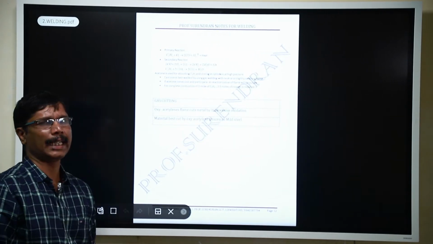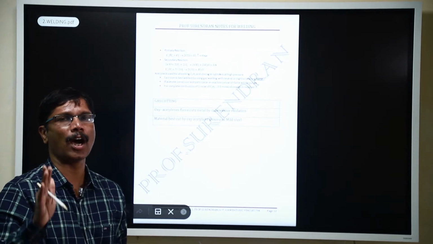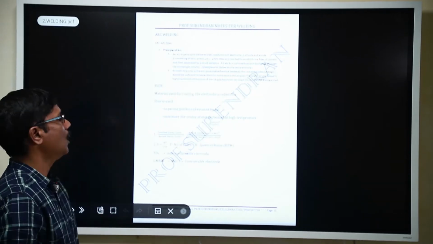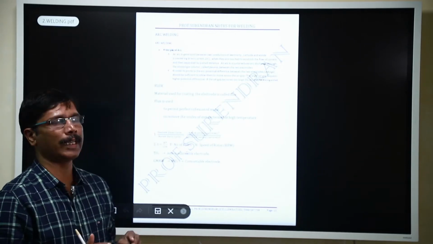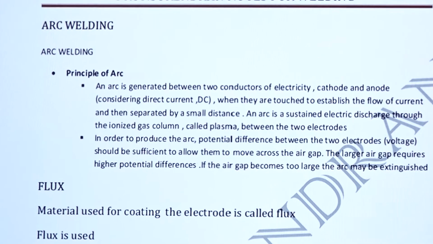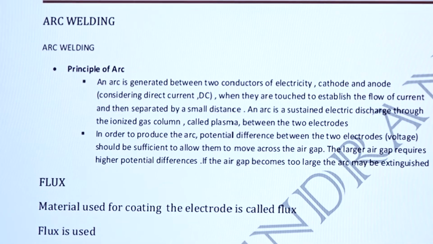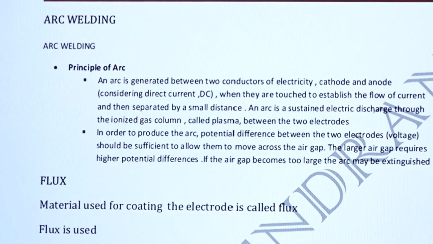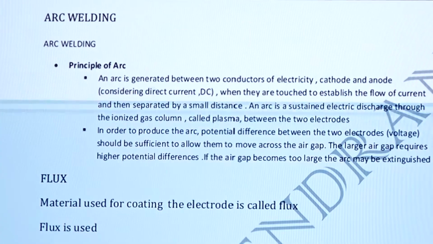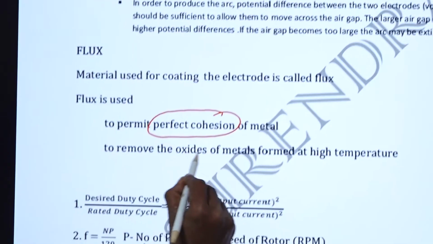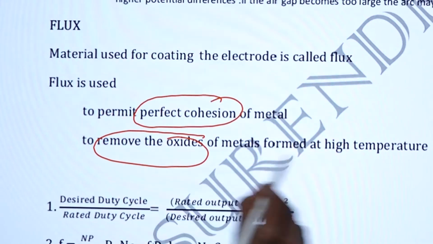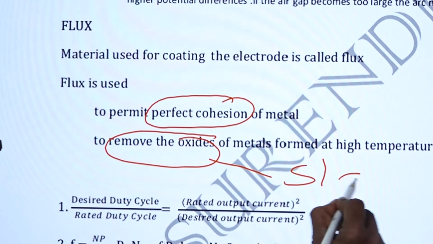In gas cutting we are always using the oxidizing flame. So next we are moving to arc welding. In arc welding, the electrode is used to create the arc, and the electrode is coated with some material. That material is called flux. The flux is used to permit perfect cohesion and to remove the oxides of metal as slag.